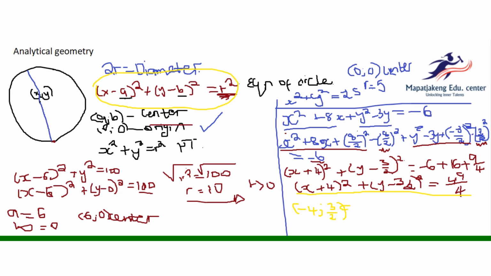This will be our center, and then our r will be equal to the square root of 49 over 4. Why the square root of 49? Because this is r squared, and then to remove the squared we take the square root. Then the square root of 49 is 7, the square root of 4 is 2. Am I right or am I right? Yes, I am right. Then that's how we go about it.